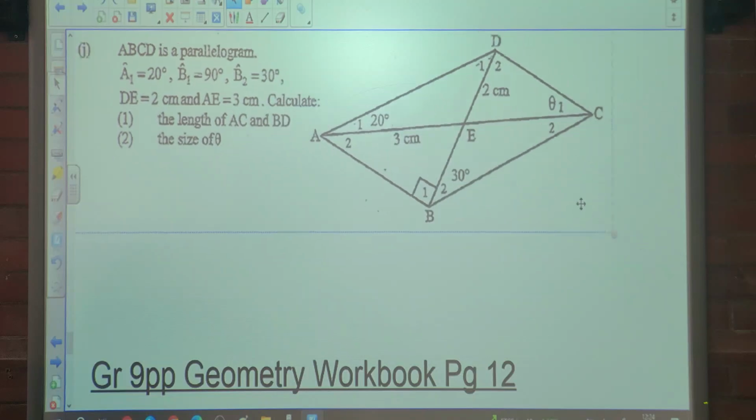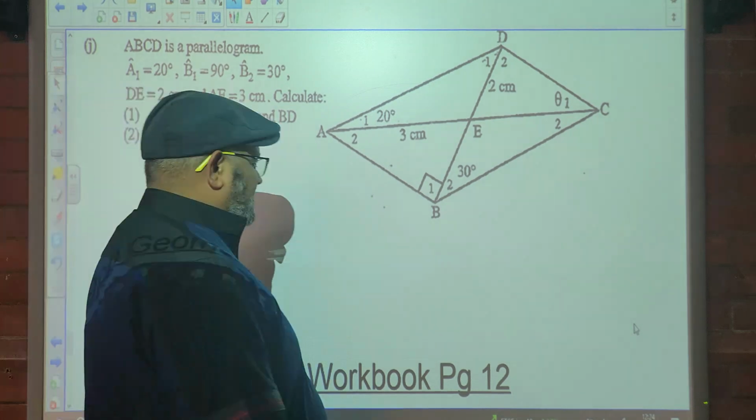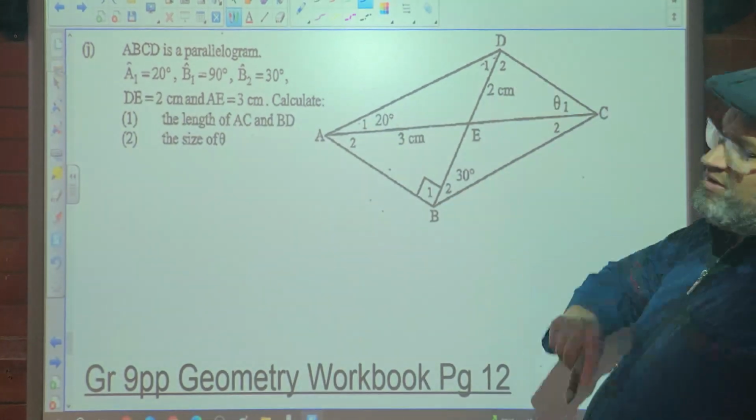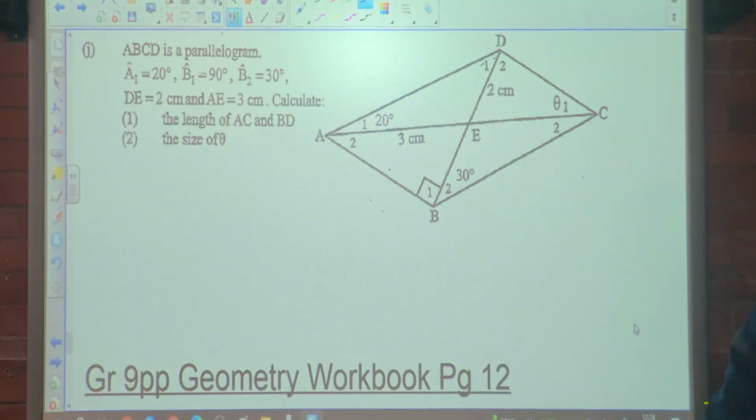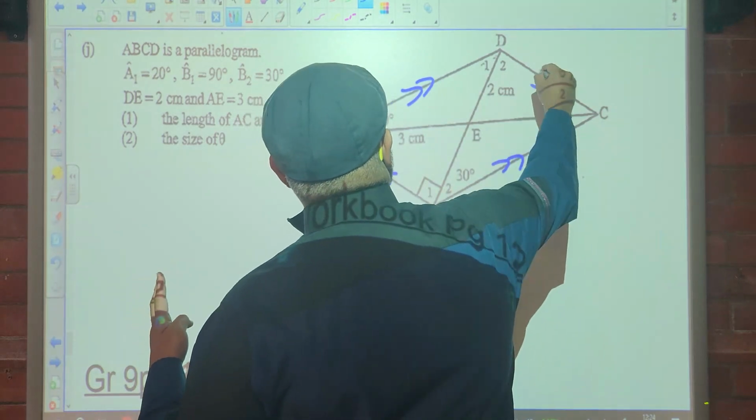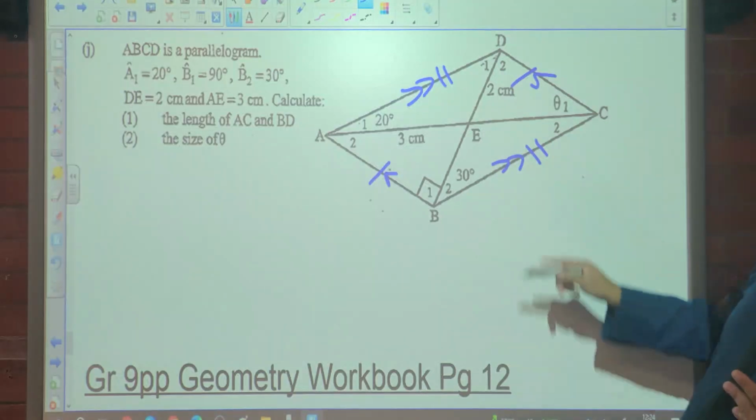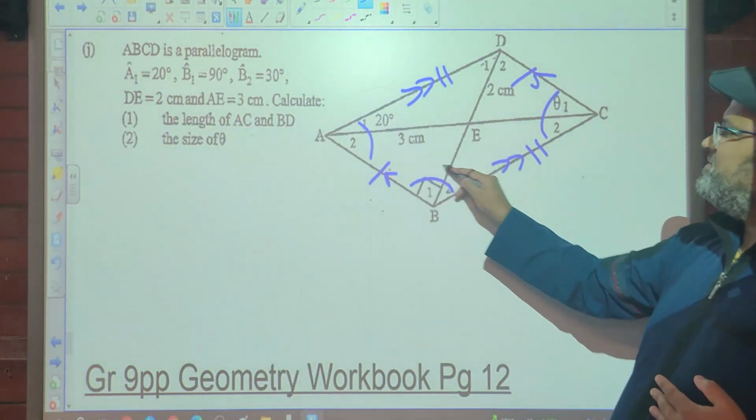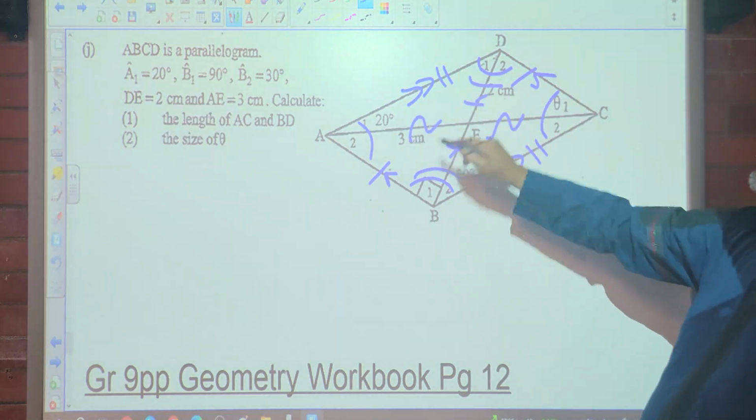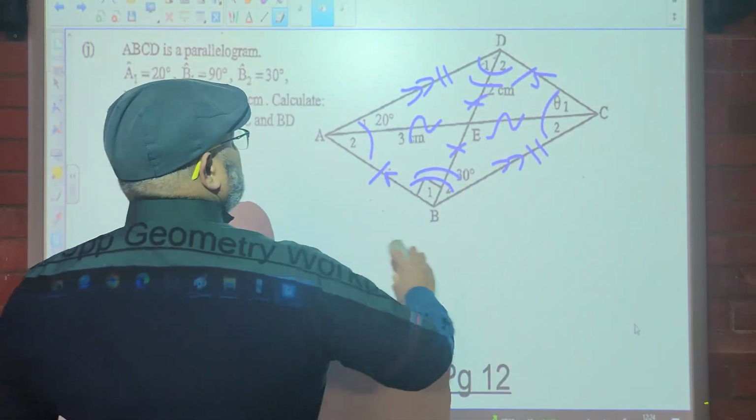Okay. Next, we're told that ABCD is a parallelogram. So if ABCD is a parallelogram, we know 4 things. What do we know? 2 pairs of opposite sides are parallel. 2 pairs of opposite sides are equal. 2 pairs of opposite angles are equal. Diagonals bisect each other, which means to say those lengths are equal. Okay, all of that should come to mind.